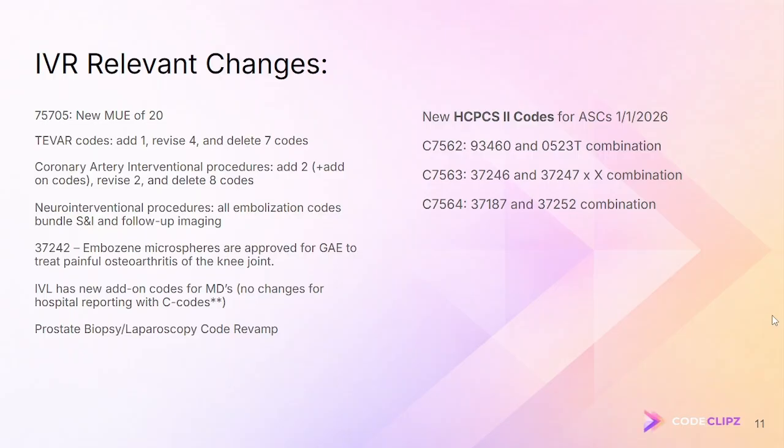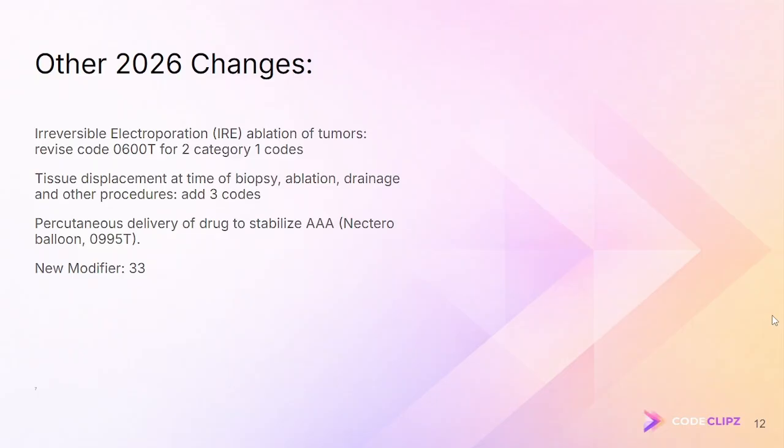IVL has new add-on codes that we've discussed already. And a mental note here with hospitals: the C codes that were in existence for lithotripsy last year will continue to be used this year. We haven't been provided with any changes on that. Here's just a brief list of other 2026 changes that could impact your practice.